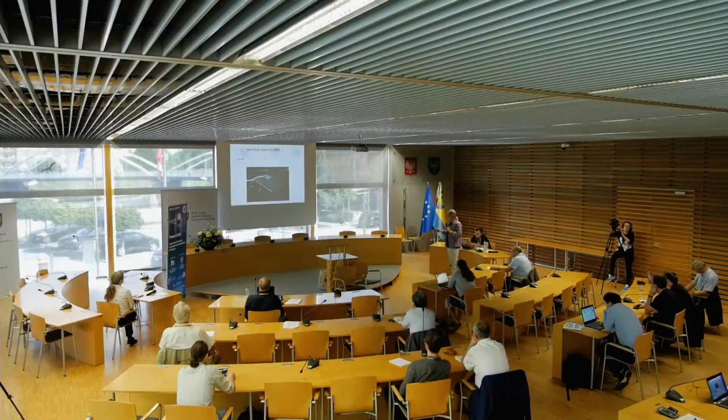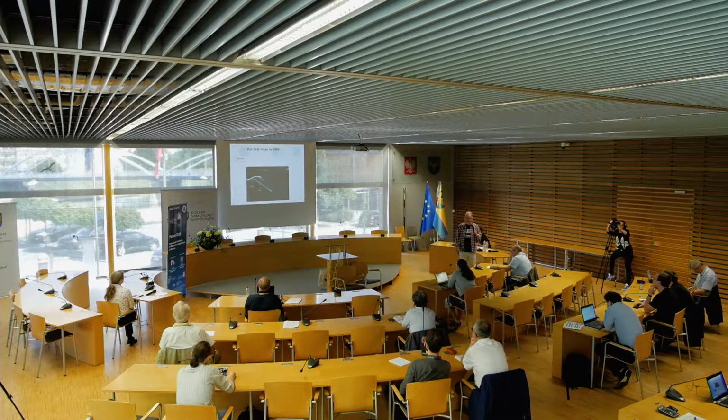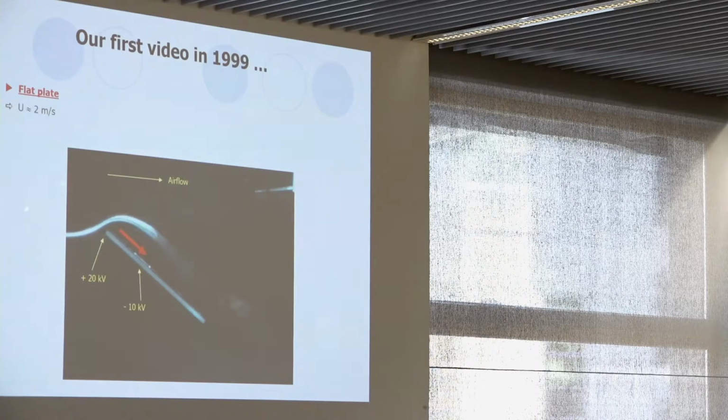So here we can see the first video we did in '99 with a plate. We have an airflow coming from here. We have a plate, a very simple experiment, okay? We establish a discharge between 2 electrodes here. Here it is without discharge. Now the discharge is switched on. Without discharge, the plate is so inclined that the flow cannot be attached to the plate, so it detaches. And when we apply the discharge, we can see that we reattach the airflow.